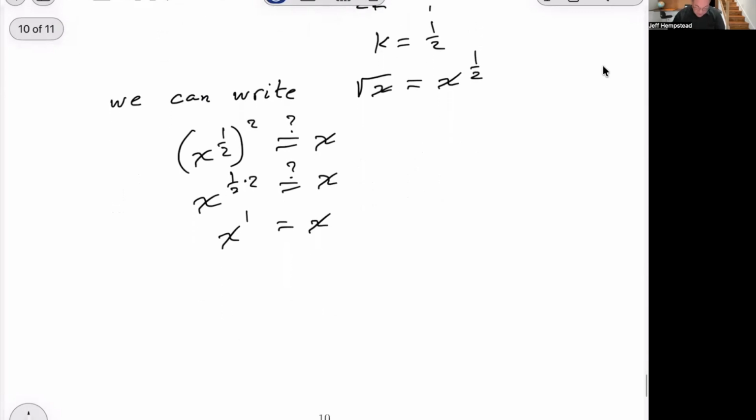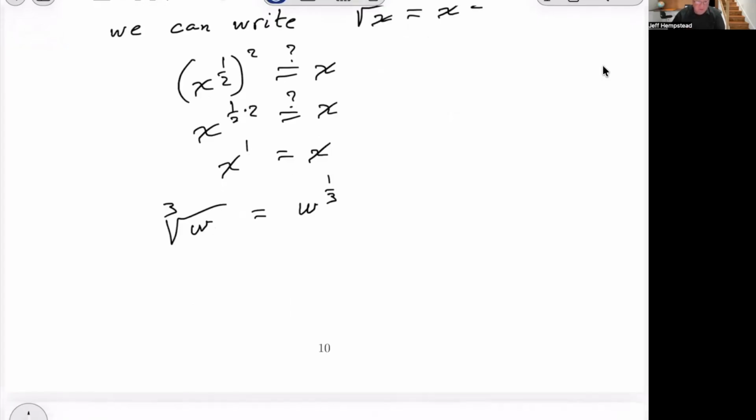And we can use the same logic. We can say that the third root of a number, let's use a different letter, w this time, we can write that as the base raised to the 1/3 power. We can generalize that. We can use the same logic. We can say that the nth root of a number, let's use p this time, is equal to p raised to the 1 over n power. That'll be the nth root.